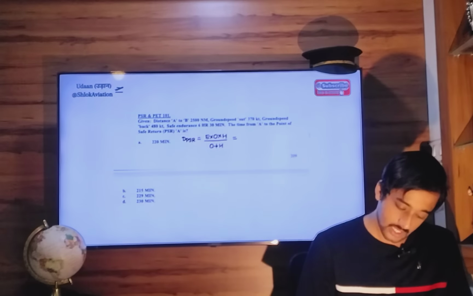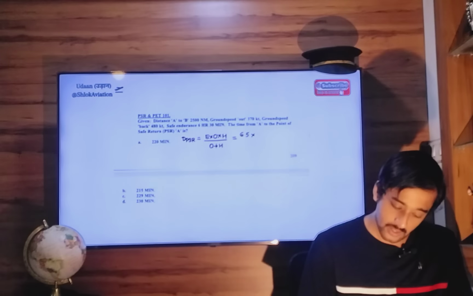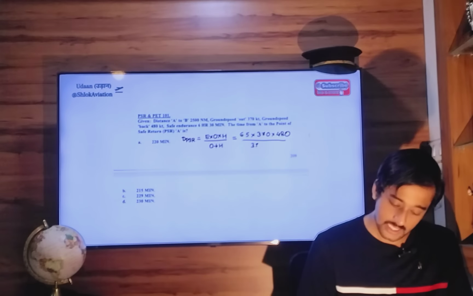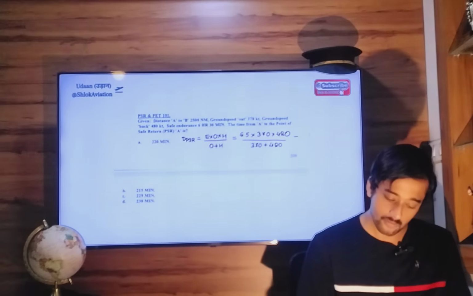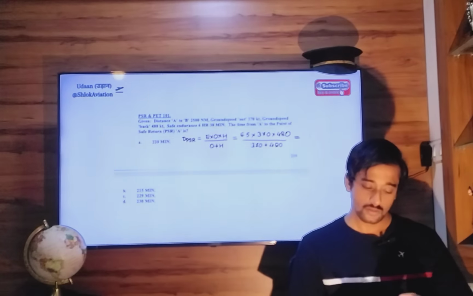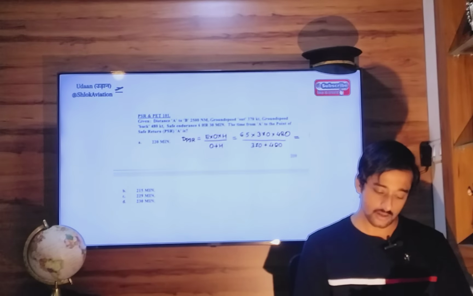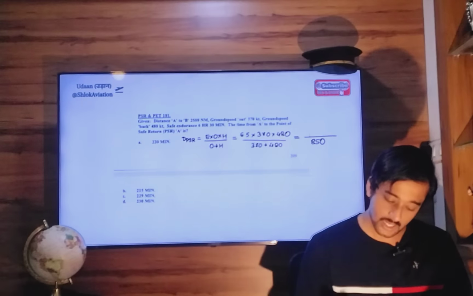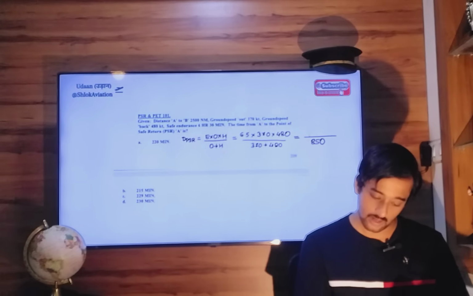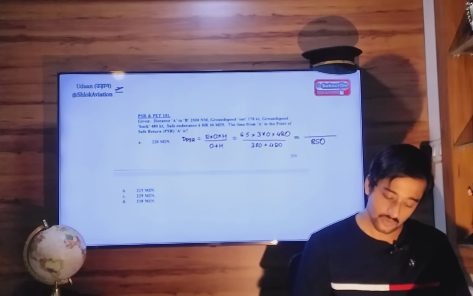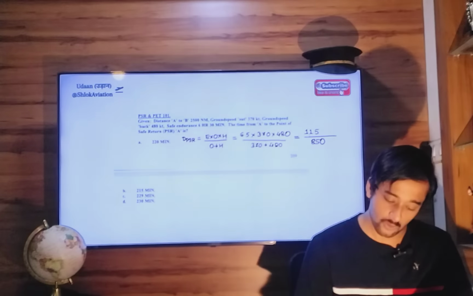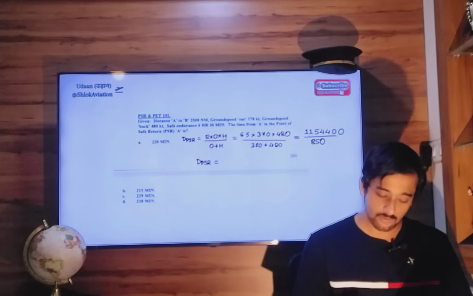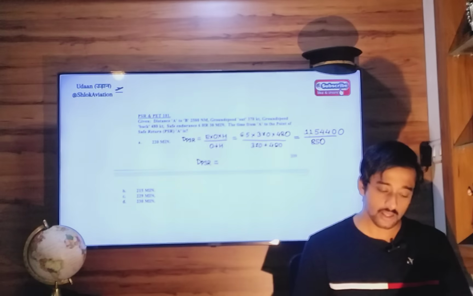So what is endurance here? It is 6.5. Outbound speed 370, homebound speed 480, divided by 370 plus 480. So 370 plus 480 is 850. In the numerator we have 6.5 into 370 into 480, 1154400. So distance to point of safe return will be 1358.